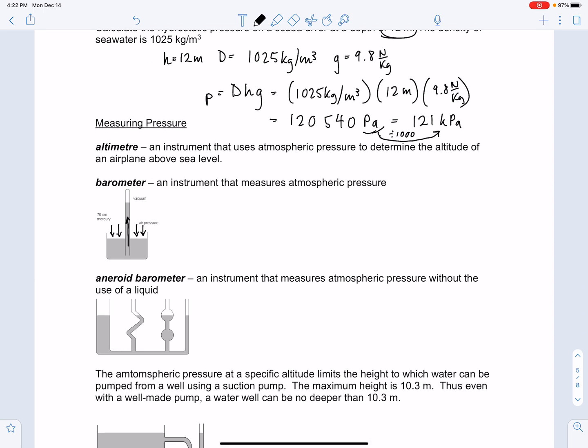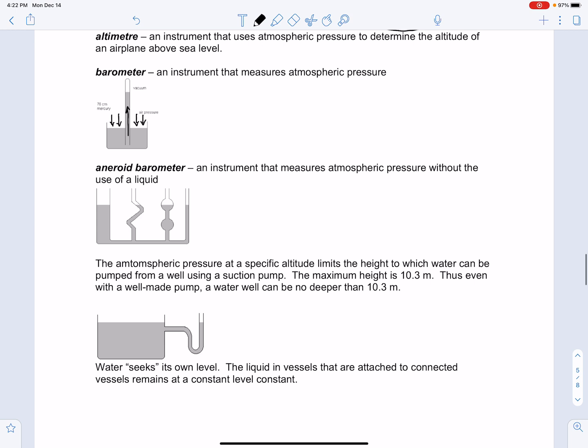An aneroid barometer is an instrument that measures atmospheric pressure without the use of a liquid. If you take a look at this diagram, we have a bunch of different shapes. And you notice that regardless of the shape, the liquid reaches the same level since all of these are open to the atmosphere. So regardless of the shape or the path, you will find that these seek the same level. And the same is true here.